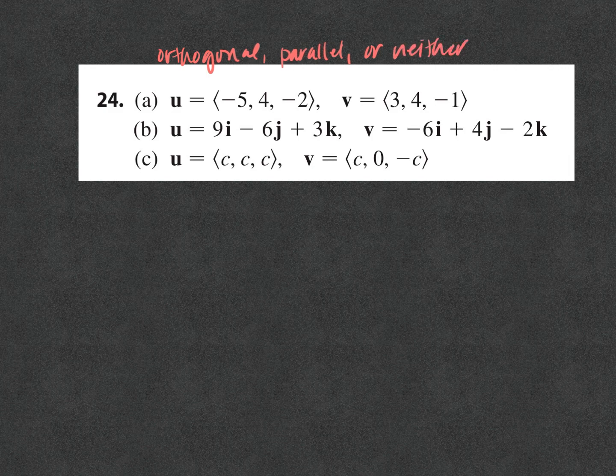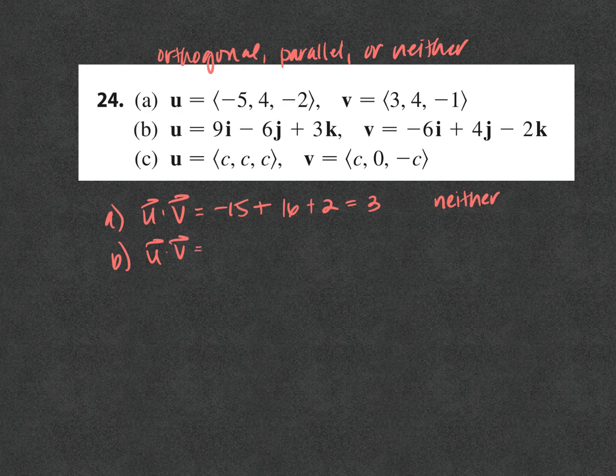So let's look at number A. You've got a negative 5 and a 3 and a 4 and a 4. They are not multiples of each other. So for letter A, let's check orthogonal. So let's do U dot V equals negative 5 times 3 is negative 15, plus 4 times 4 is 16, and then negative 2 times negative 1 is positive 2. So we got 3. Therefore, this is neither, because they're not multiples of each other, nor is their dot product 0. Letter B. Let's look at U dot V.